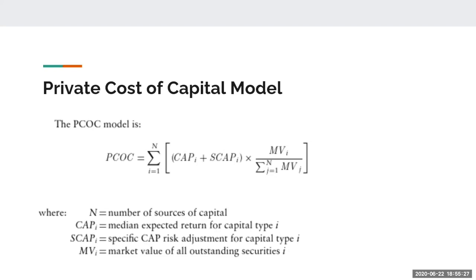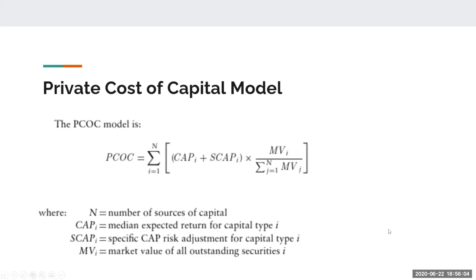So with public companies, there's a lot of data that we can use to compare companies and figure out expected returns. That information doesn't exist for smaller privately held companies. In order for private capital providers to determine if a company is a good investment, they need to determine the expected rate of return of that company. So the private cost of capital formula seen here on the slide provides a discount rate that aids investors in the decision-making process. It's calculated using the number of sources of capital, the median expected return for capital, which needs to be adjusted for the risk of the company, and the market value of all outstanding securities.